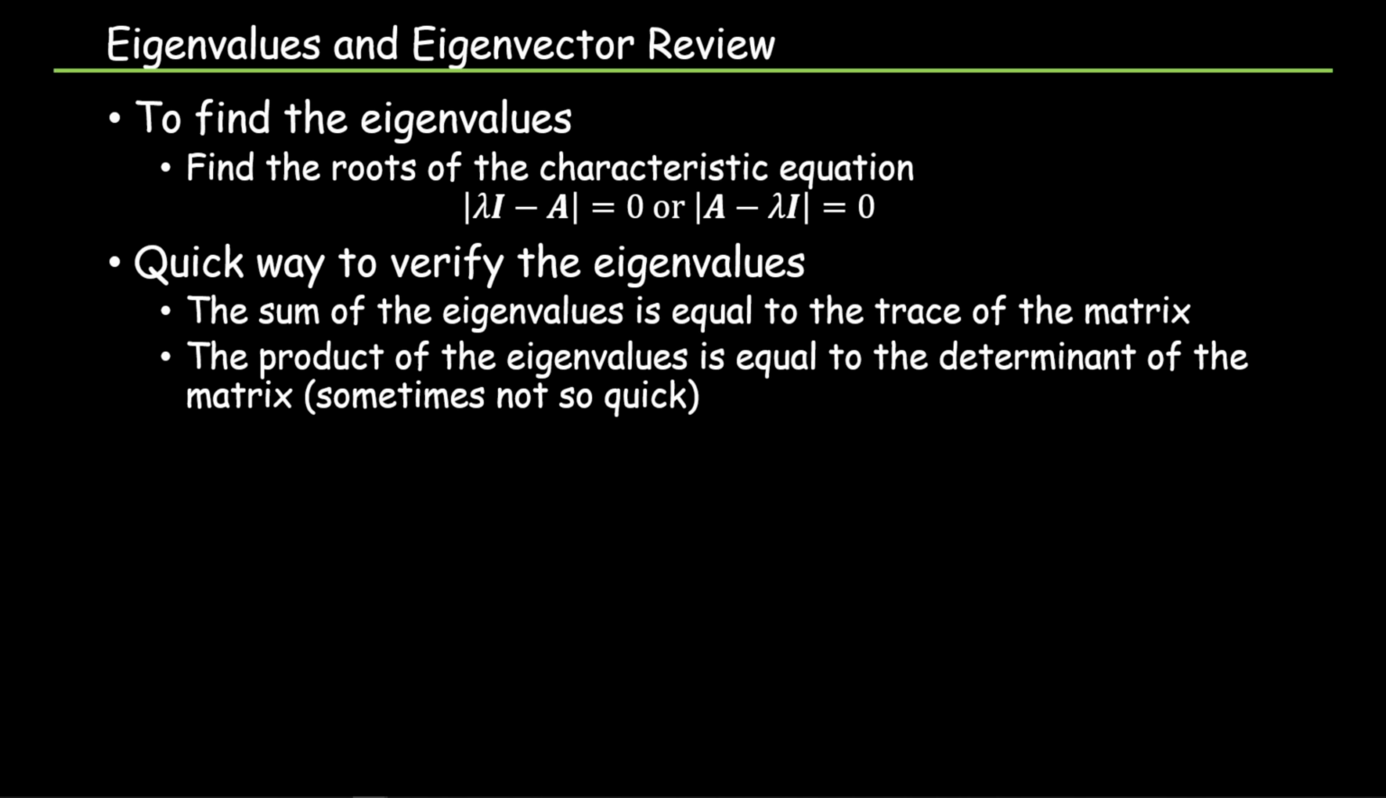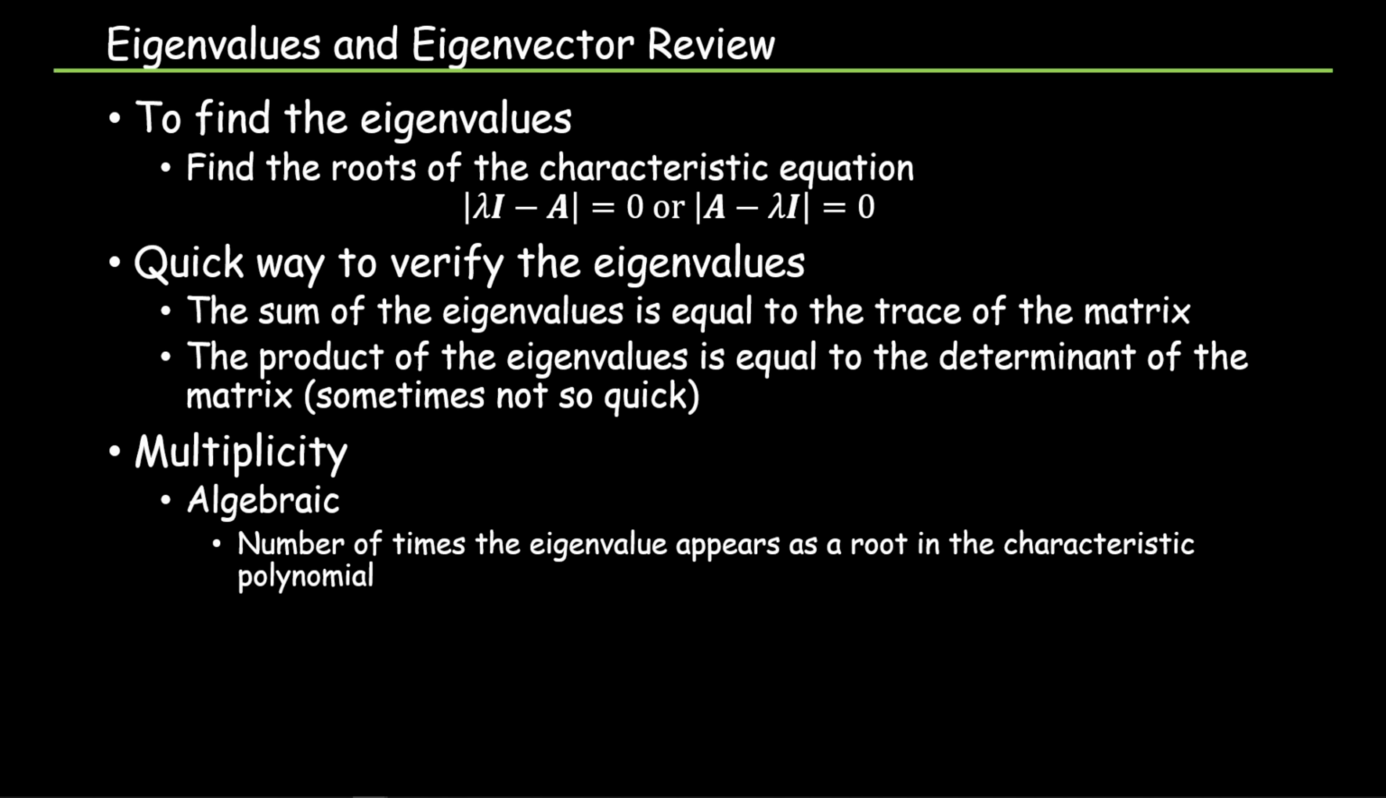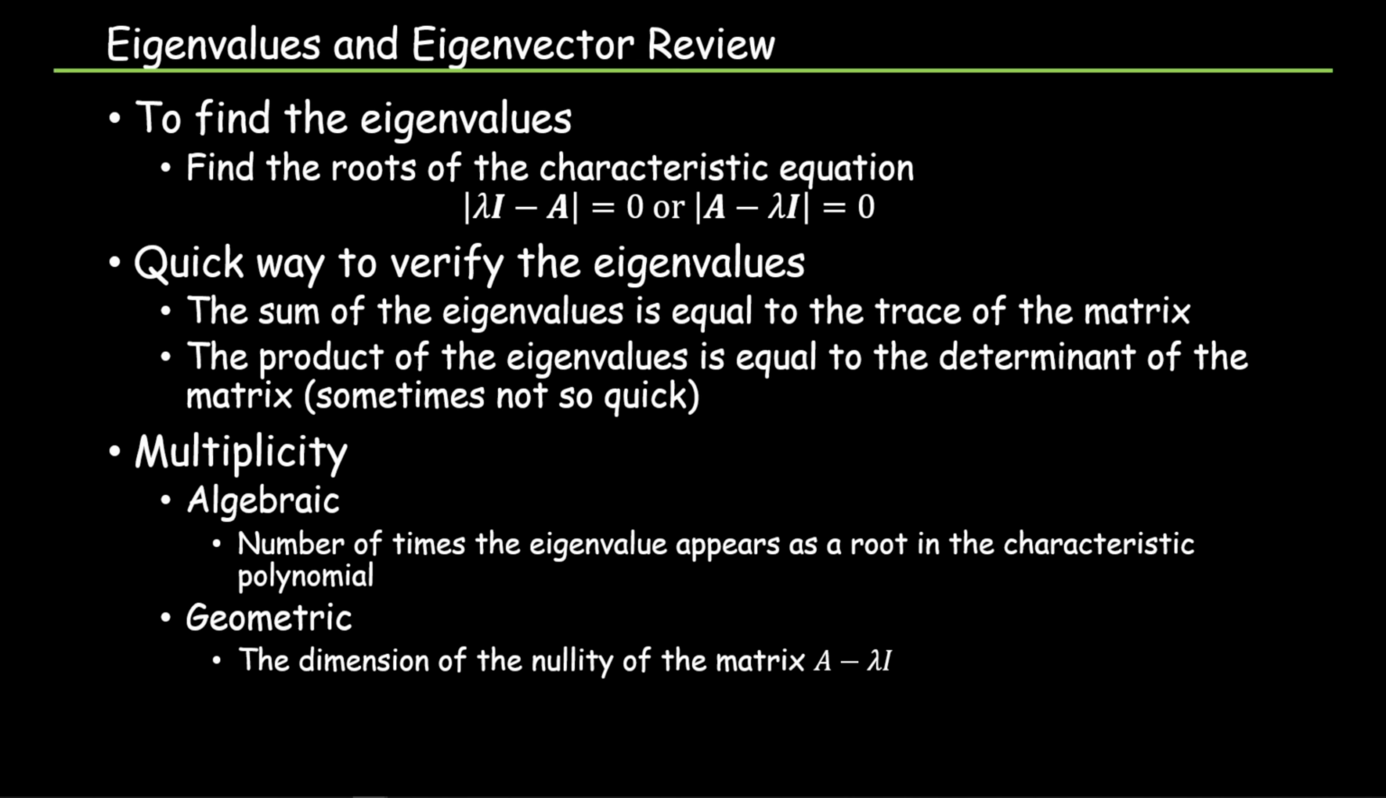Another thing I want to talk about is multiplicity. I did talk about it just a little bit in the last lecture, but I only discussed one type of multiplicity. There are two types of multiplicity. The one that we discussed is the algebraic multiplicity, which is the number of times the eigenvalue appears as a root of the characteristic polynomial. The other type is the geometric multiplicity, which is the dimension of the null space of the matrix A minus lambda I.